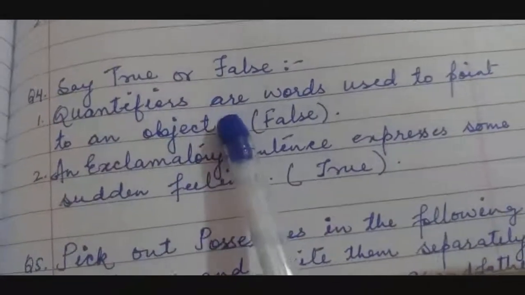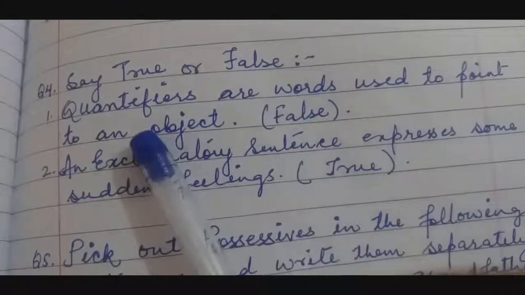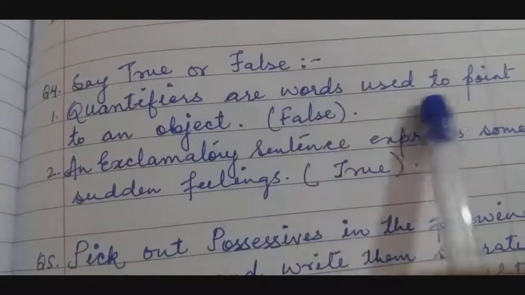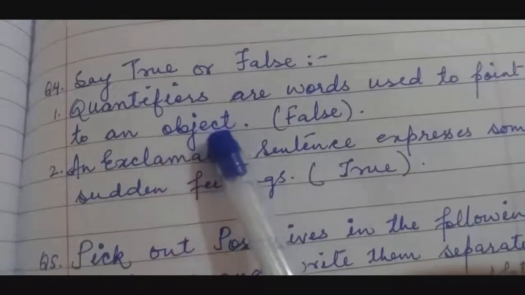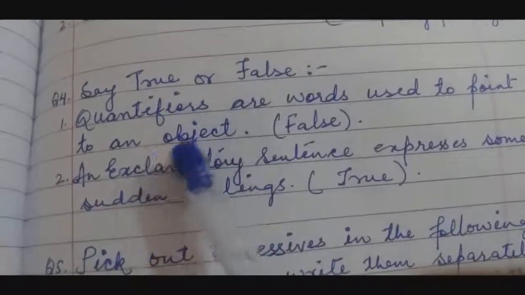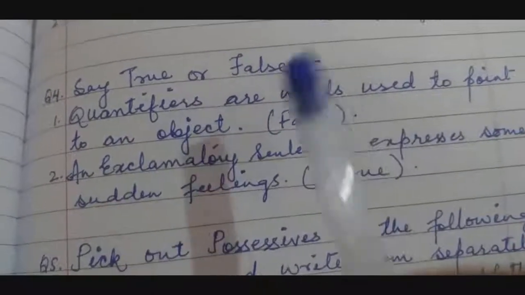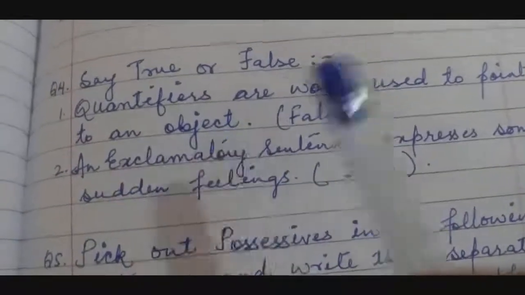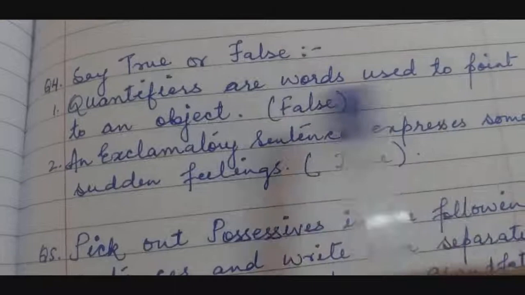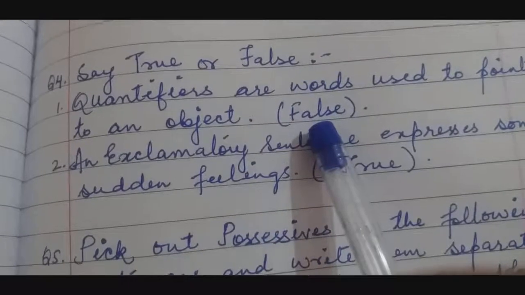Number 1. Quantifiers are words used to point to an object. Is the statement true or is the statement false? The statement is false because quantifiers are words used to point out to an object. No. What is the correct answer? I have just explained previously. Okay, it helps to point to an object. What is it? Demonstratives. Okay, demonstratives are words used to point to an object. Okay, not quantifiers. So here I am asking you, quantifiers are words used to point to an object. So the correct answer is true or false? The correct answer is false.